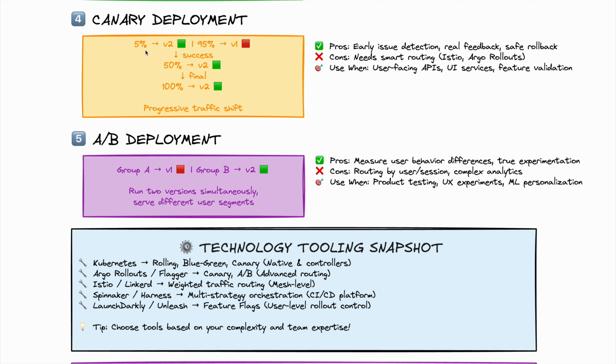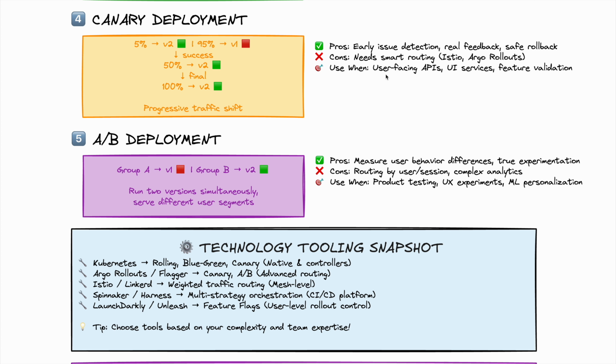For the canary, for example, we are again running two instances of our application, the old version and the new version. We route 5% of our traffic to the new instance, and 95% of our traffic we route to our old instance. Gradually we increase from 5 to 10 and then to 50, and finally we replace the old version with the new version. So it's a progressive traffic shift.